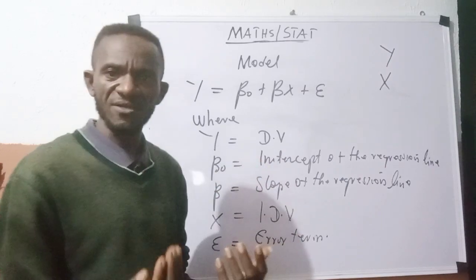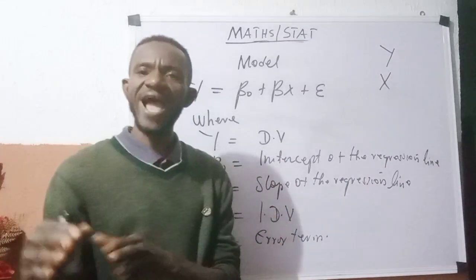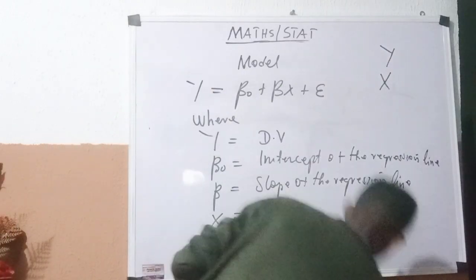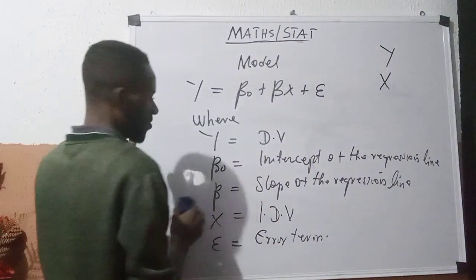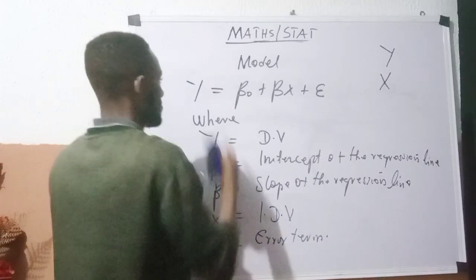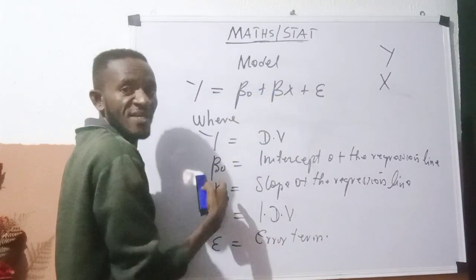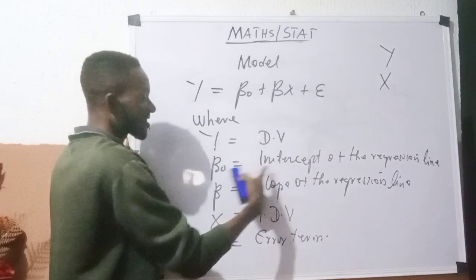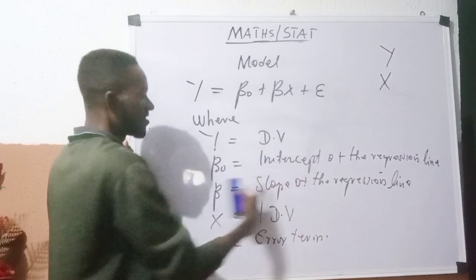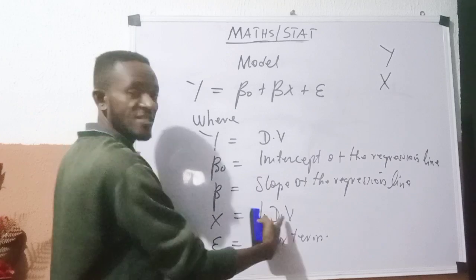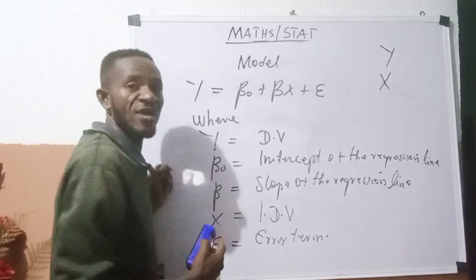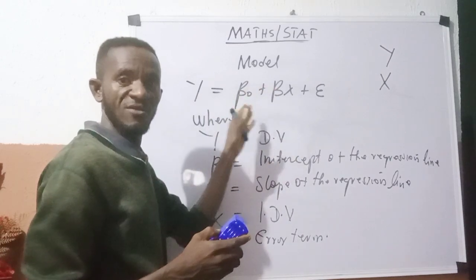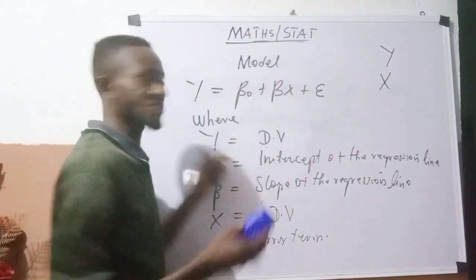What becomes the model for multiple linear regression? What is the model? We come to the board. Of course, you see what we have on the board. This is the model for simple linear regression. This is the dependent variable Y. This is our intercept of the regression line, the slope of the regression line, the independent variable, and the error term. So I clean and give us the model for the multiple linear regression.